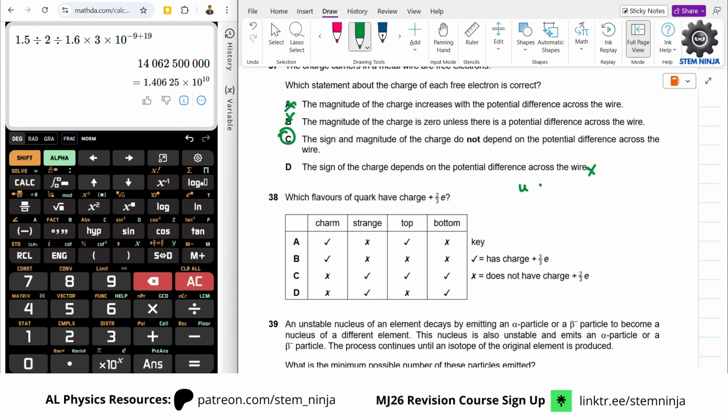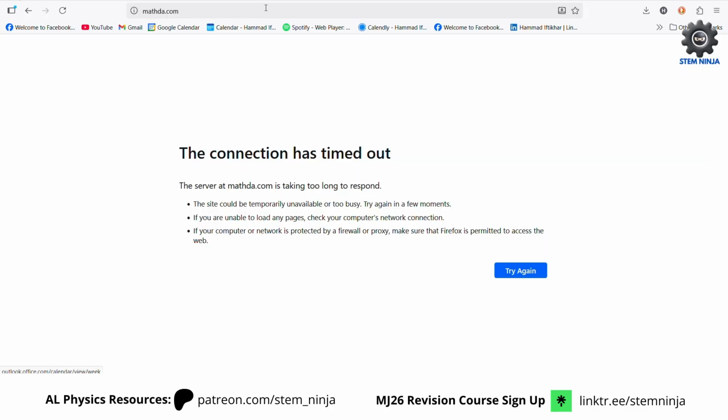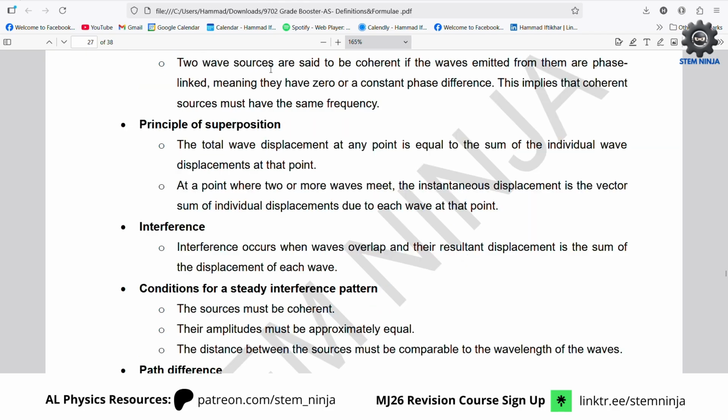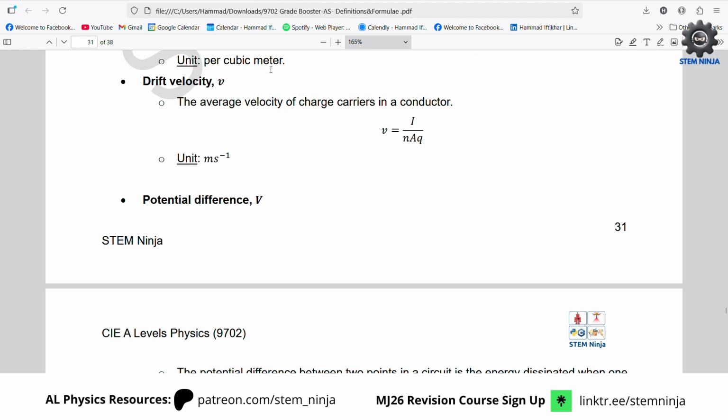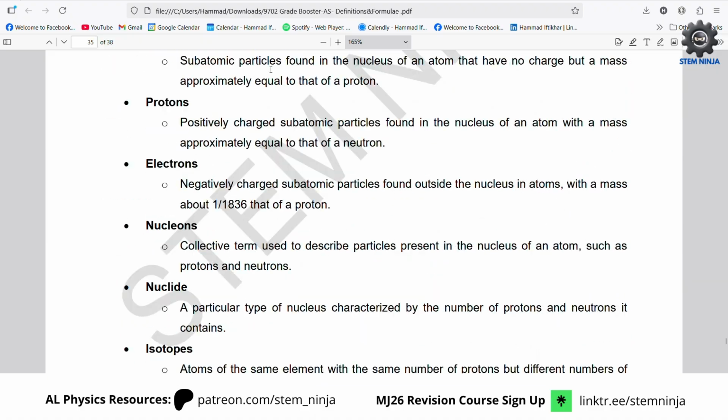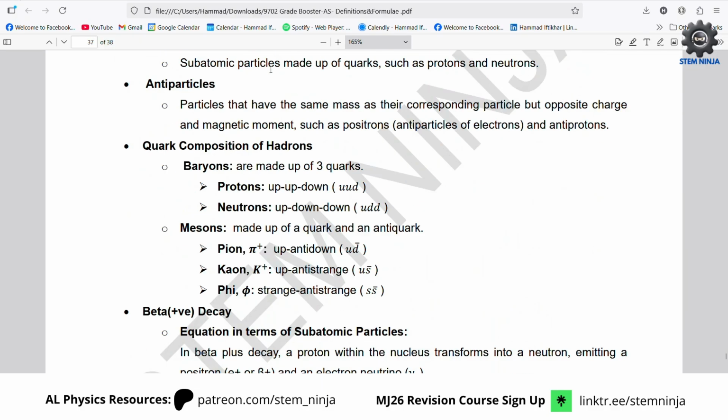Which flavors of a quark have charge plus 2 over 3? So up, charm, top have plus 2 over 3. Just to show you that we have thought about it, we have a table at the end of this formula and definitions booklet. This one.